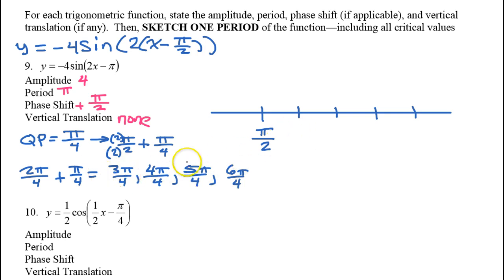My next mark, as we said, would be 3 pi over 4. This 4 pi over 4 is just pi. And then I have 5 pi over 4. And 6 pi over 4 becomes 3 pi over 2. All right, so these are the 5 marks that we will use for the 5 key points on our graph.